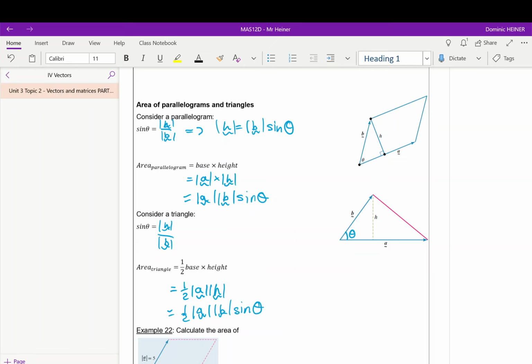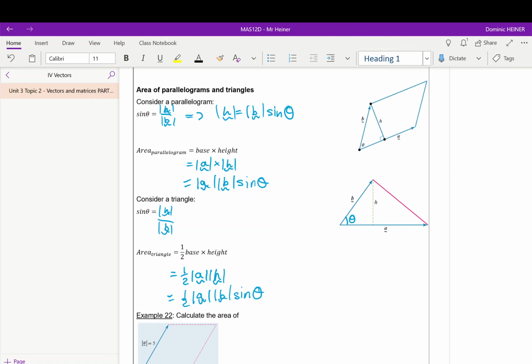Something similar happens for the triangle, but instead of being the entire cross product, it is half of the cross product because the area of the triangle is half of the base times height.